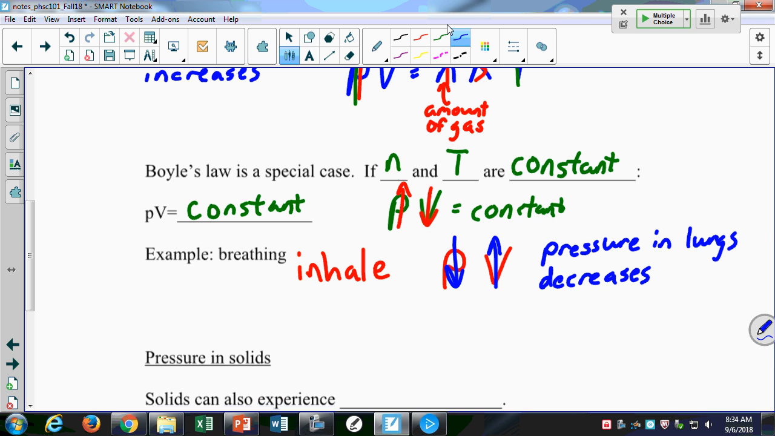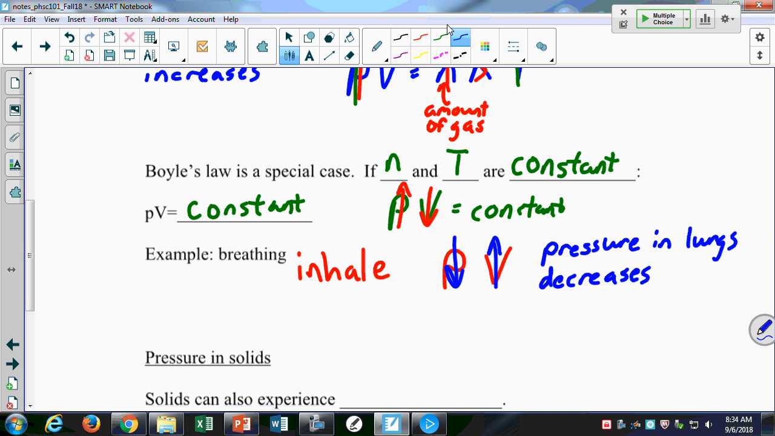And then what happens? Well, all of a sudden I have a really low pressure inside of my lungs and a high pressure outside, and air goes into you. It's not you doing it. It's the atmospheric pressure forcing the air down into your lungs. You're just creating a slightly lower pressure by opening up that chest cavity.